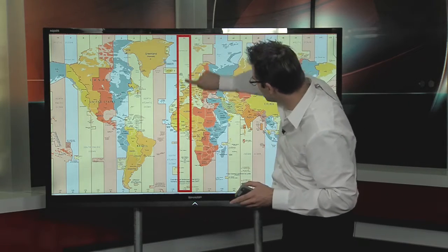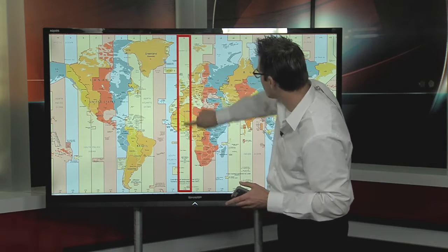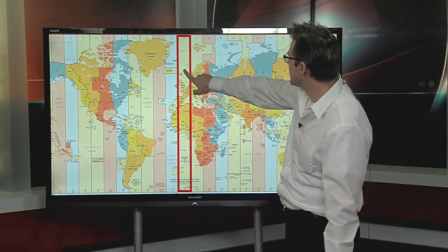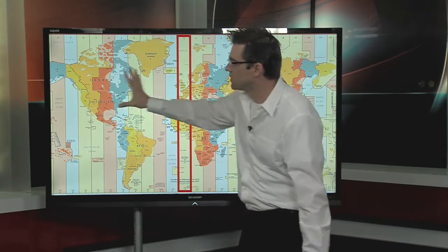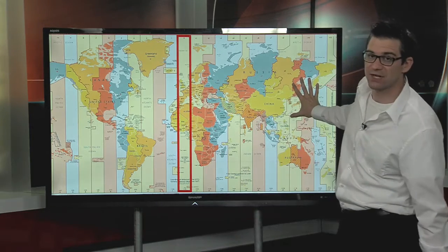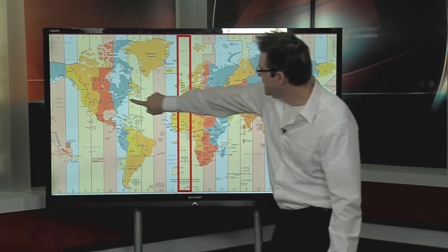And I've kind of highlighted this in red. So this is 0 degrees longitude right here, okay? That is the center point of the Earth. As you go to the west of the prime meridian, you're in the western hemisphere. East, you're in the eastern hemisphere. Well, the United States, where we live right here, is considered the western hemisphere.